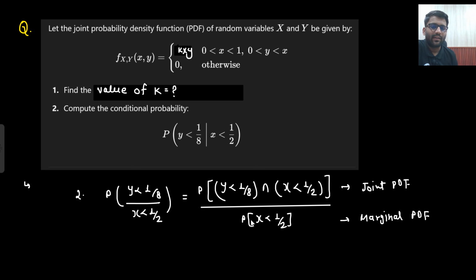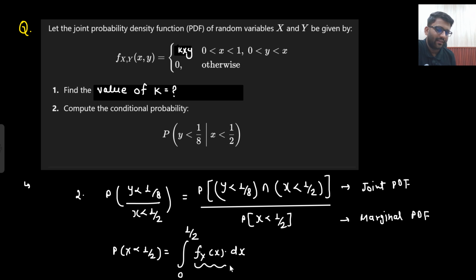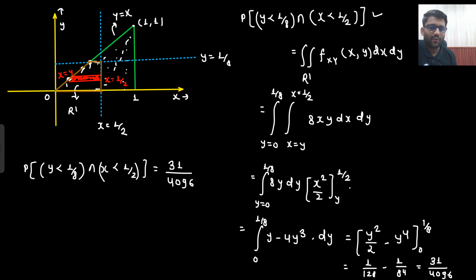Now next we need to find the probability of x taking a value lesser than 1 by 2. So for this, what do we require? That means here you will require the integral of fx of x dx, with x taking values lesser than 1 by 2. X is taking values from 0 to 1, so now it will take values from 0 to 1 by 2. So what you would require? Fx of x. So first I need to find fx of x. How will I find fx of x? Very easily I can find fx of x. What will I do?